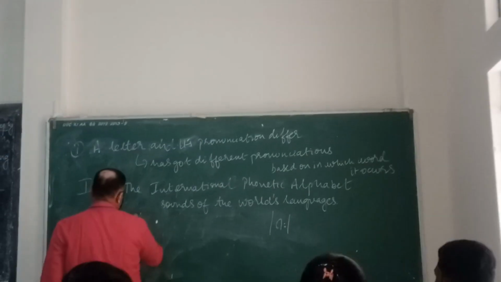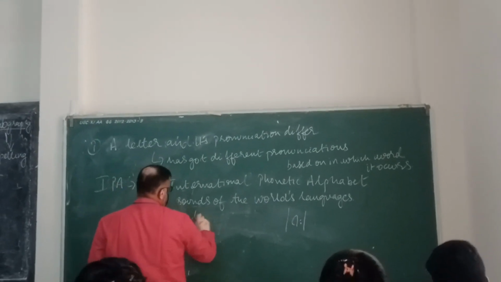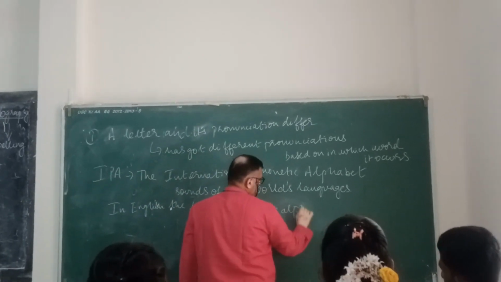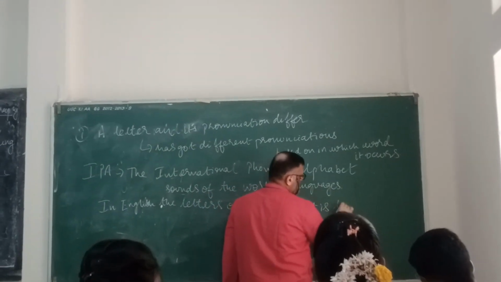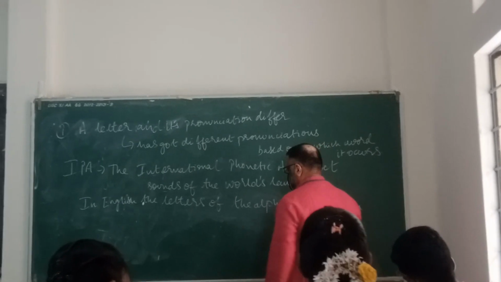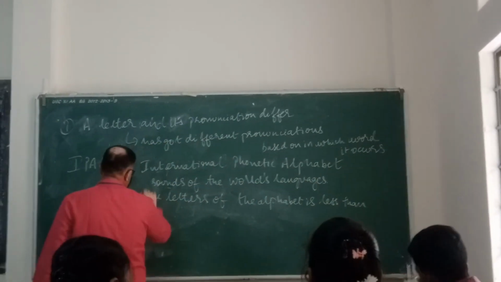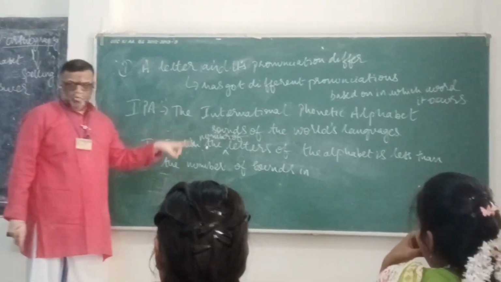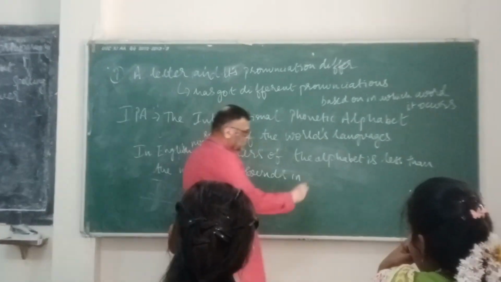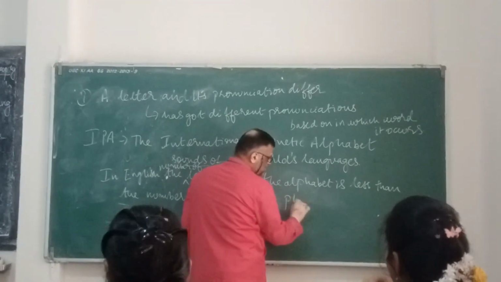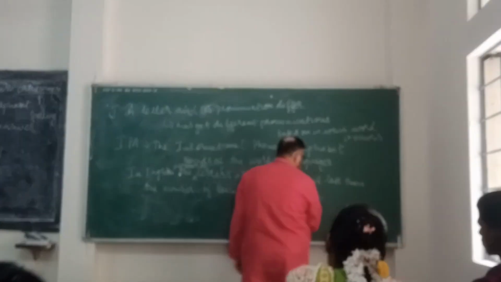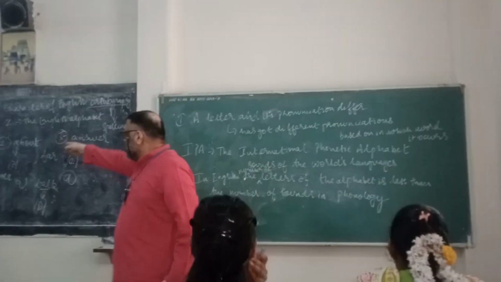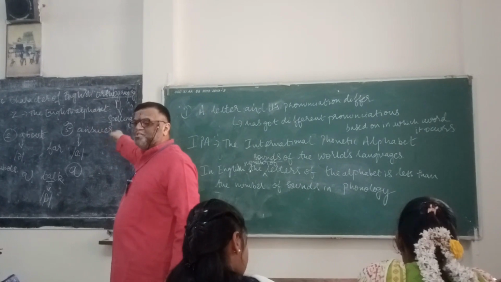In English, the number of letters of the alphabet is less than, or not equal to, the number of sounds in phonology. So what happens here? The same letter is used for representing different sounds.